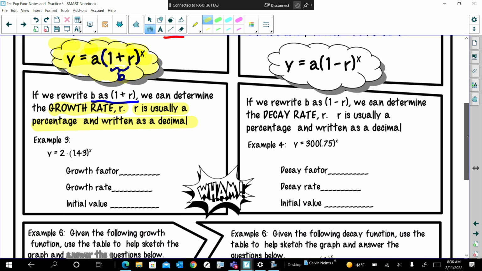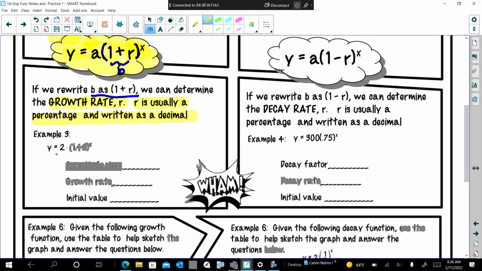So when I look at this example, y equals 2 times parentheses 1.43 raised to the power of x. They want to know the growth factor. The factor would be the b, guys. So what part in this equation represents the b? Yeah, the b is everything inside the parentheses. So the growth factor is 1.43.